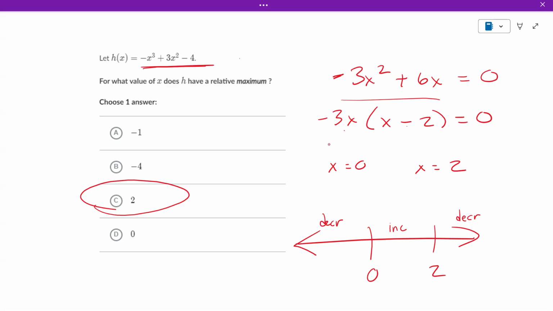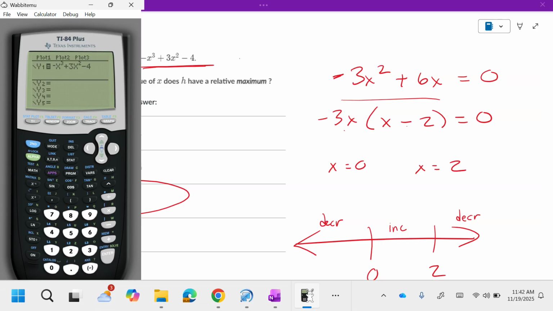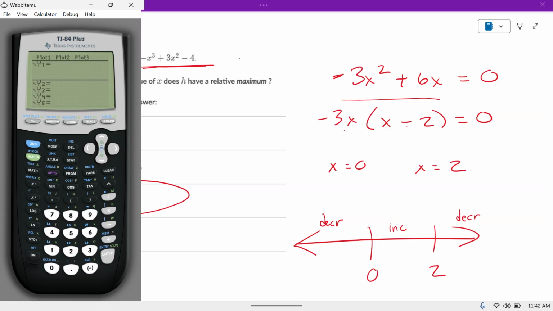Okay, so then if I graph the first derivative on my calculator, the first derivative would be negative 3x squared plus 6x.